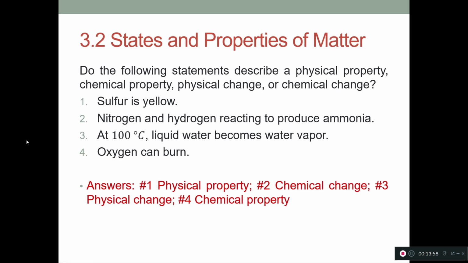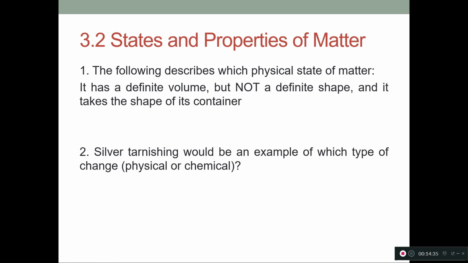We're saying that this is actually happening, whereas number 4, I'm using the word "can" here. And so that means that we're indicating some potential to do something. So that oxygen can burn is a chemical property. And so that's the way that I word these things when I talk about whether something is a property or a change. So here are a couple more practice problems.